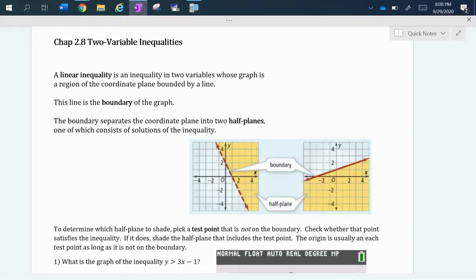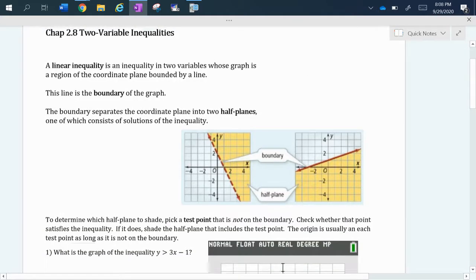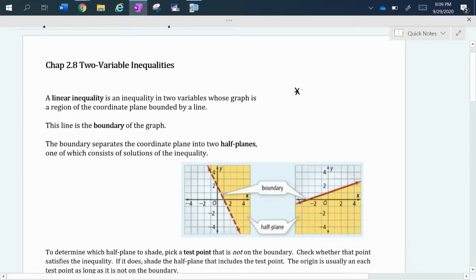The solution to a linear inequality is an ordered pair. The solution to an inequality is an ordered pair that makes the sentence true, just like a solution to any equation or any inequality. And since this inequality has two variables, then the solution will be an ordered pair that makes the inequality true.